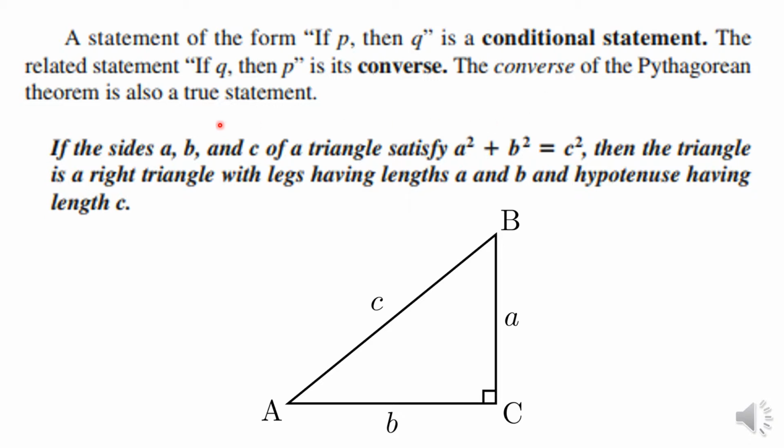The converse of the Pythagorean theorem is also true. So if A, B, and C, the lengths of the sides of a triangle, satisfy this relationship, A squared plus B squared equals C squared, that means it is a right triangle.